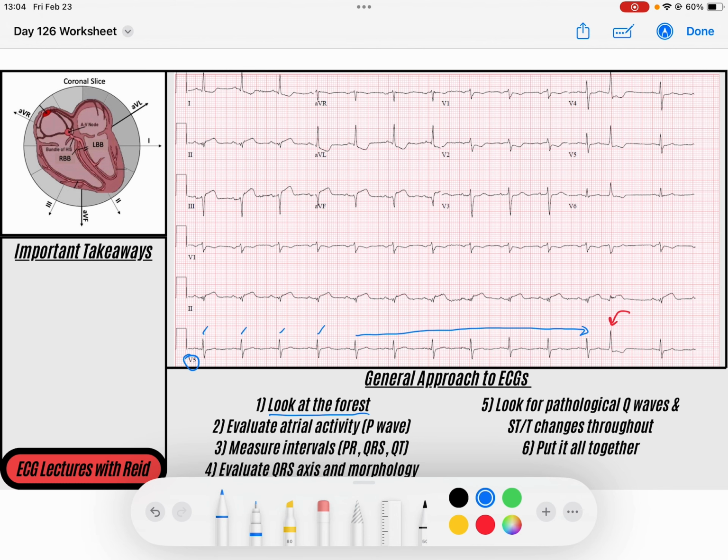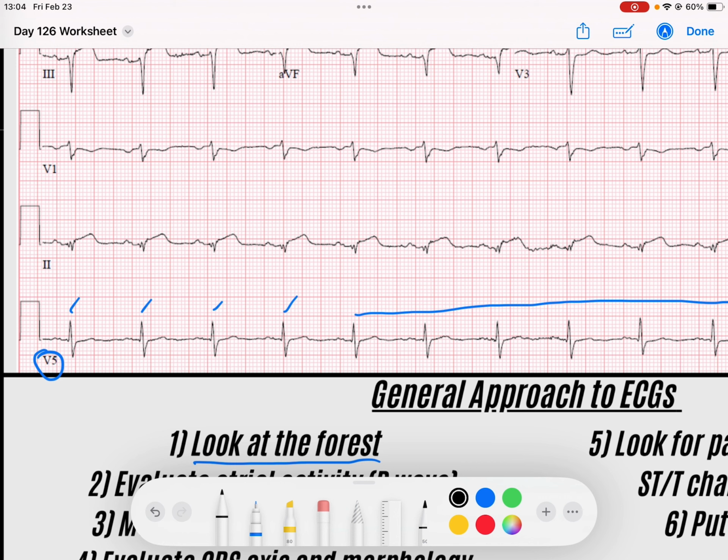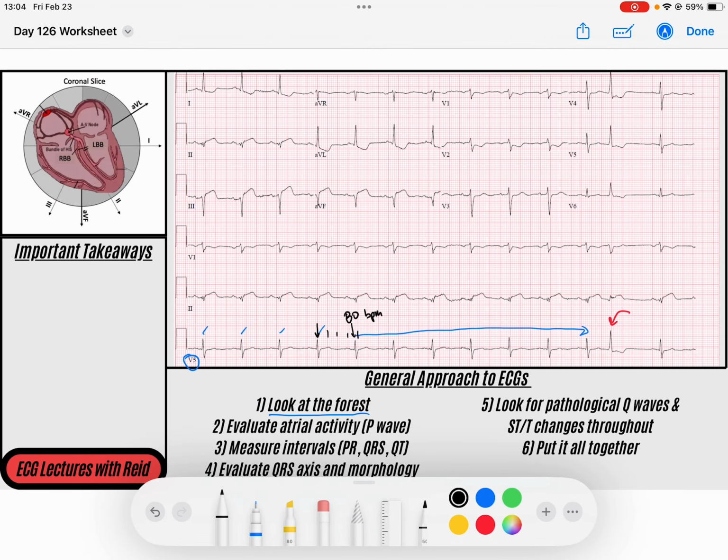If I look at the rate, if I take a QRS that lands on a solid line, I've got 300, 150, 100, this would be 75. So in between 75 and 100, maybe we'll call it 80 beats per minute, right? So we've got a rhythm at 80 beats per minute, and I see some P waves that are in front of my QRSs.